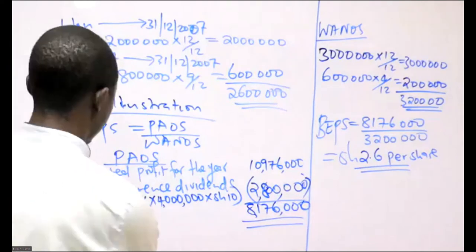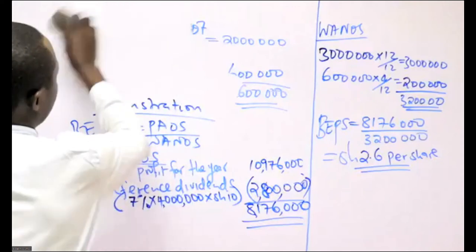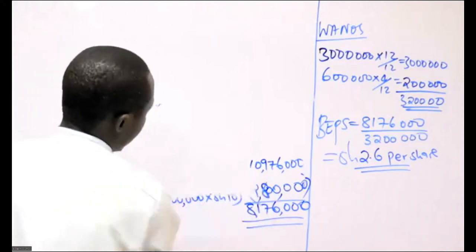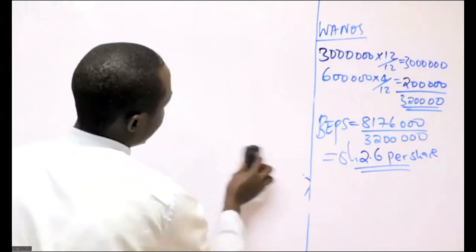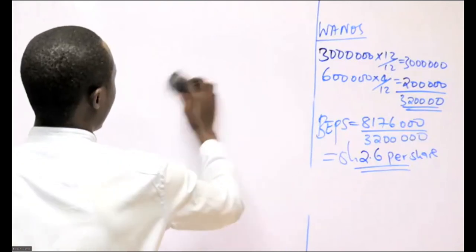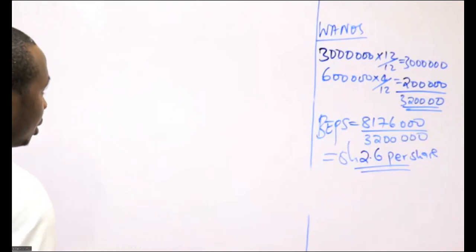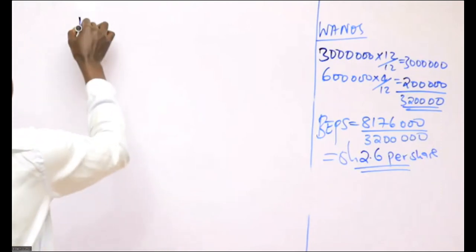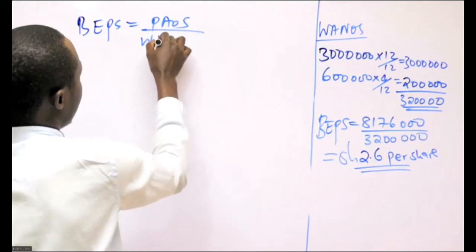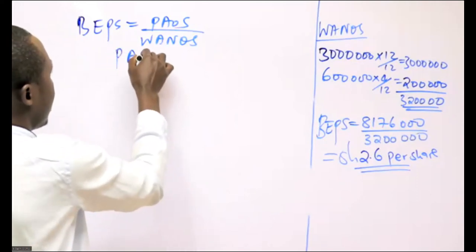Concerning the issue of shares as part of purchase consideration when acquiring another company: when the parent is acquiring a subsidiary, it issues shares as part of the purchase consideration. So you weigh the shares from the time the acquisition was recognized. So here, basic EPS is equal to PAUS over the weighted number of ordinary shares. So we have to look for the PAUS.